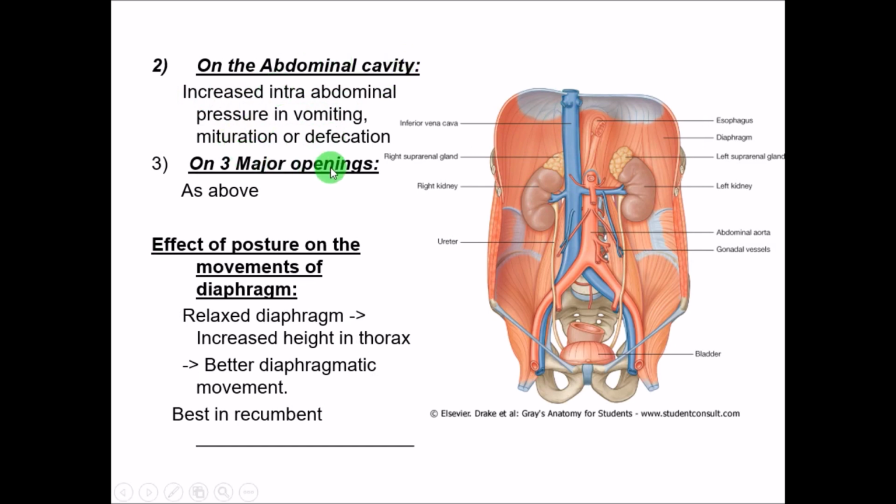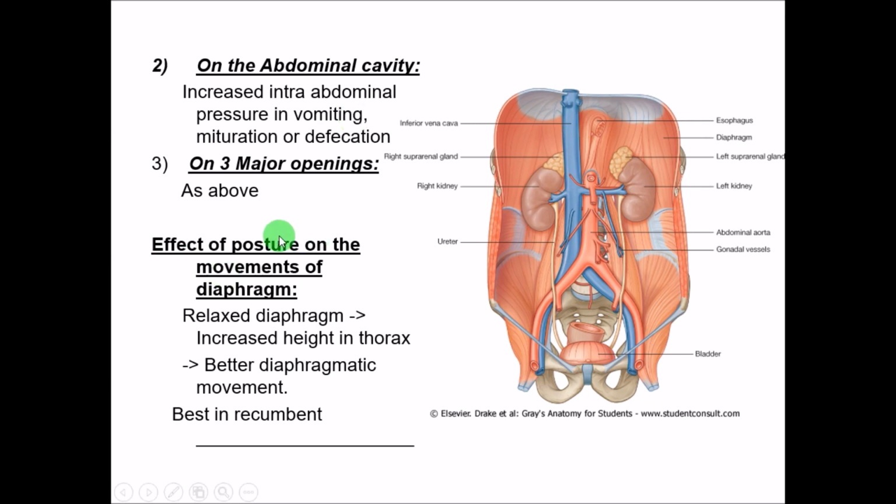And on the three major openings, the inferior vena cava, the esophagus as well as the aorta, as you have seen, it will have its own effect. We already studied the aorta, it doesn't have much effect, but in the case of the esophagus, it prevents regurgitation by contraction of this opening and the contraction of the esophagus itself. In the case of the inferior vena cava, it creates pressure so that the blood is pushed from the abdomen into the thorax.